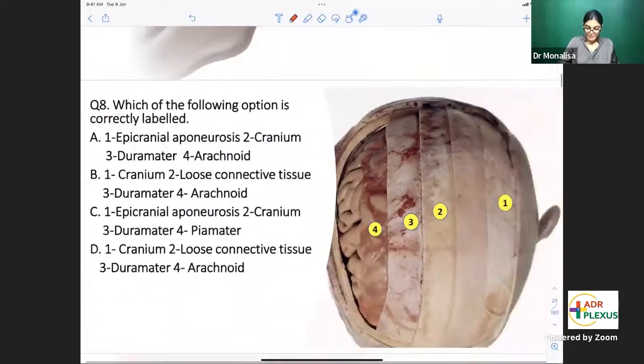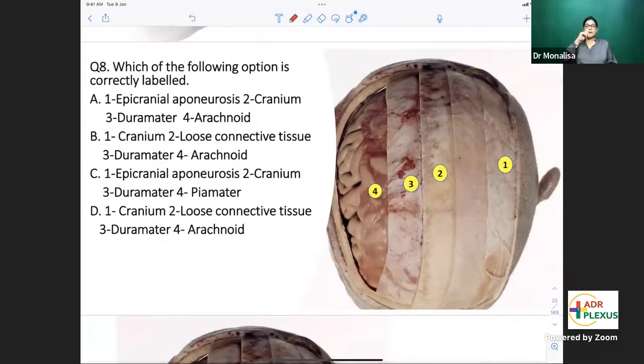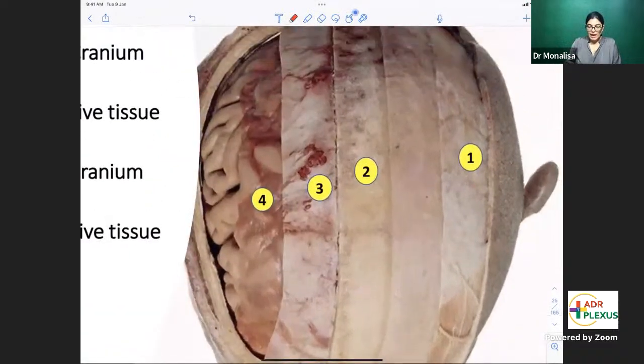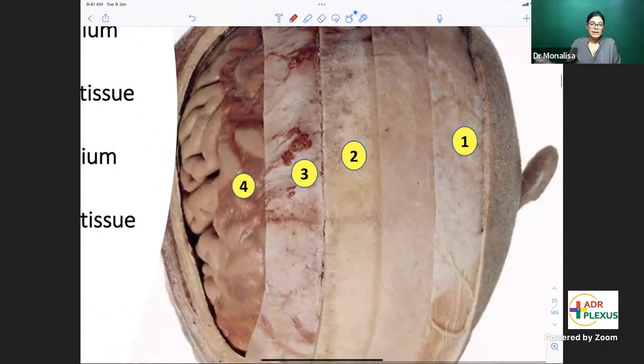That is question number 8. Which of the following options is correctly labeled in this image? Please go through all the labeling. Okay, if you want, I will just enlarge this image. So all of you, I have enlarged this image.